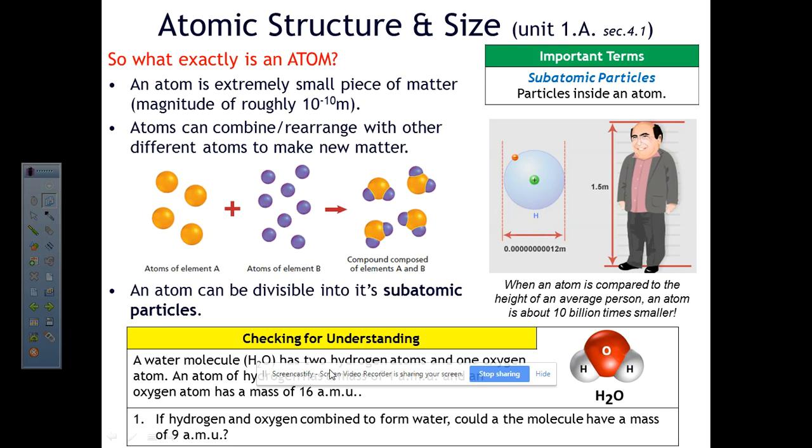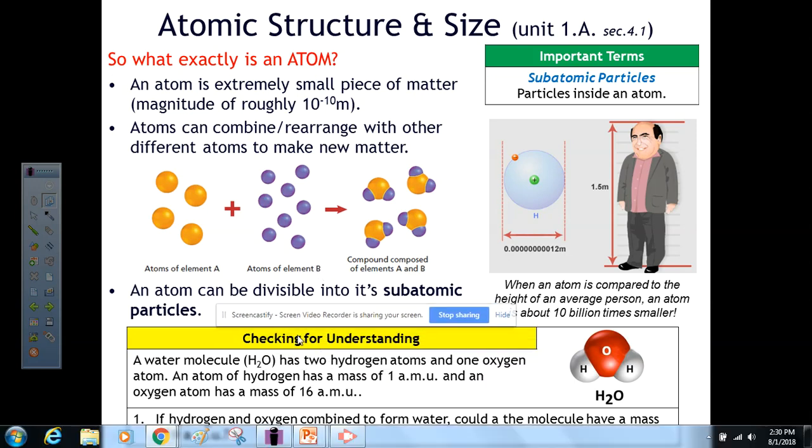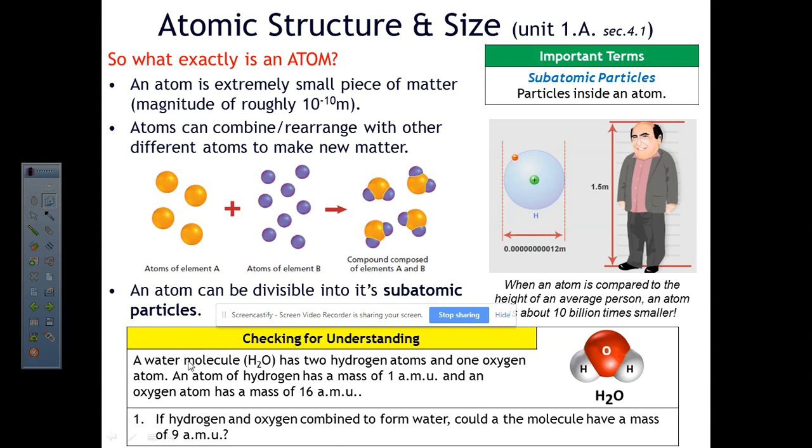I'm going to pause for a second. I want you to think about what you just learned here, right? And think about this question. A water molecule, H2O, here on the right-hand side, has 2 hydrogen atoms and an oxygen atom. An atom of hydrogen has a mass of 1 AMU, essentially like a pound. An AMU is like the unit of mass at atomic scale, super small. And an oxygen atom has a mass of 16 AMUs. So if hydrogen and oxygen could combine to form water, H2O, could a molecule have a mass of 9 AMU? Does that make sense? If it doesn't make sense, think about why not.